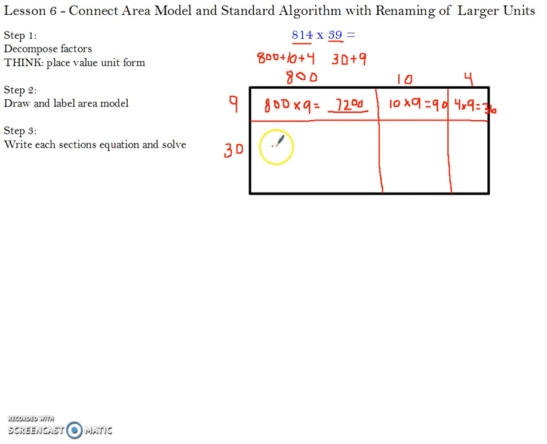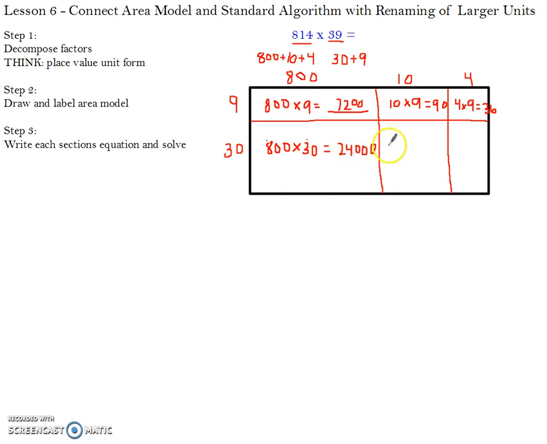Then I'll move to my bottom box. I have 800 times 30. Now here I have a 3-digit and a 2-digit, but because there's zeros, the simple way to do this is to count the zeros, and that's how many zeros that you're going to have in your answer. So I have 3, and then just multiply the 3 and the 8, which is 24. So my bottom box is 24,000.